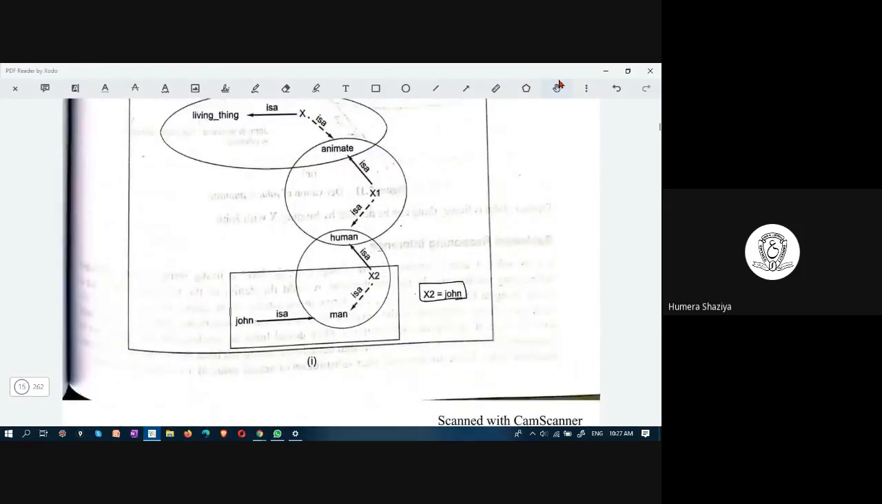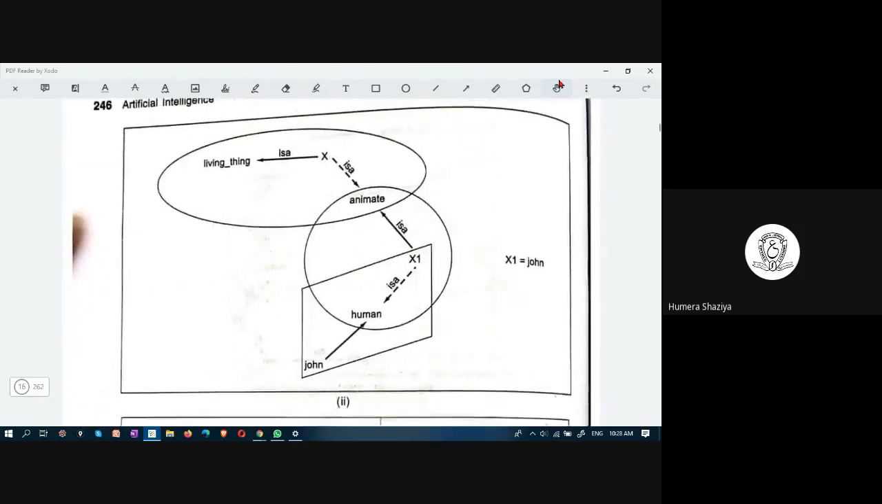John is human. At this place, because this one is true, this one is like B, this is A. Because this one is a true statement, John is a man, and you are substituting x2 with John, you have removed this part. This part is removed. You have got only this part. John is a human. Here, John is a human.